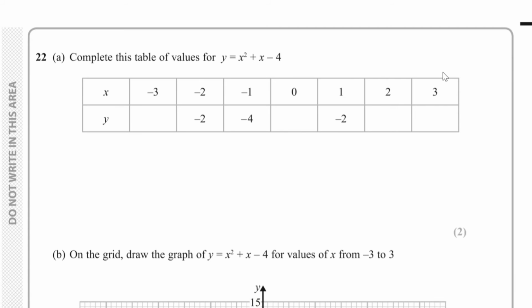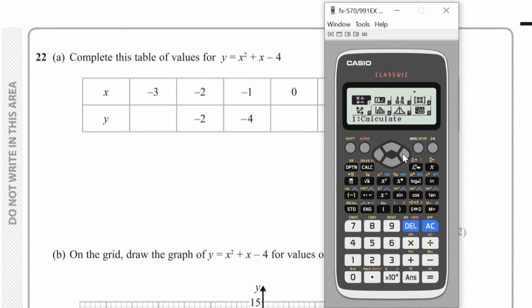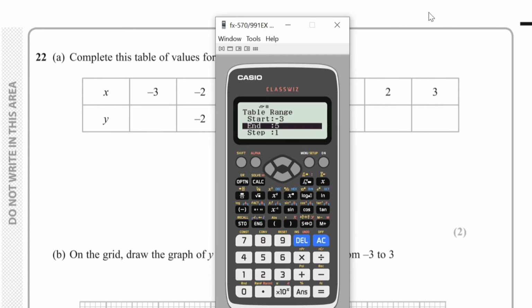Question number 22 for part A, we have to complete this table of values for y equals x squared plus x minus 4. Well, on our calculator, if we go to the table sub-menu, we can key in x squared plus x minus 4. We are starting at -3. We are finishing at 3. We are going up in ones.